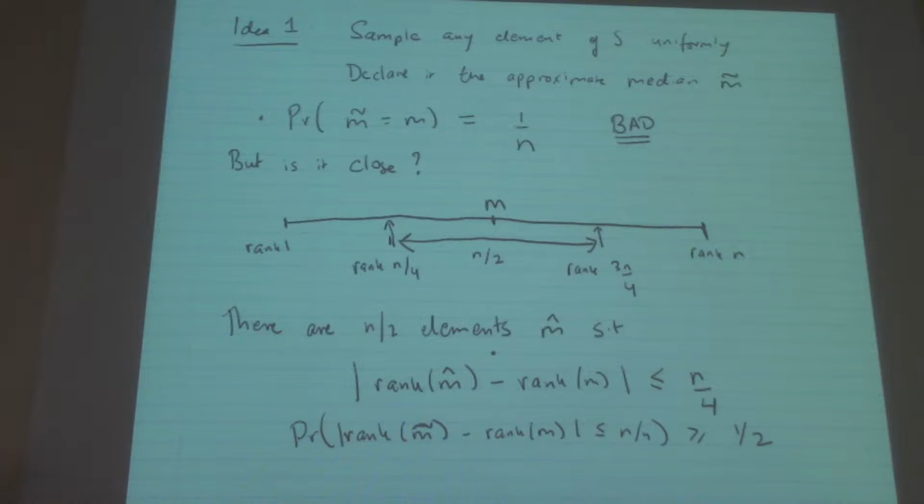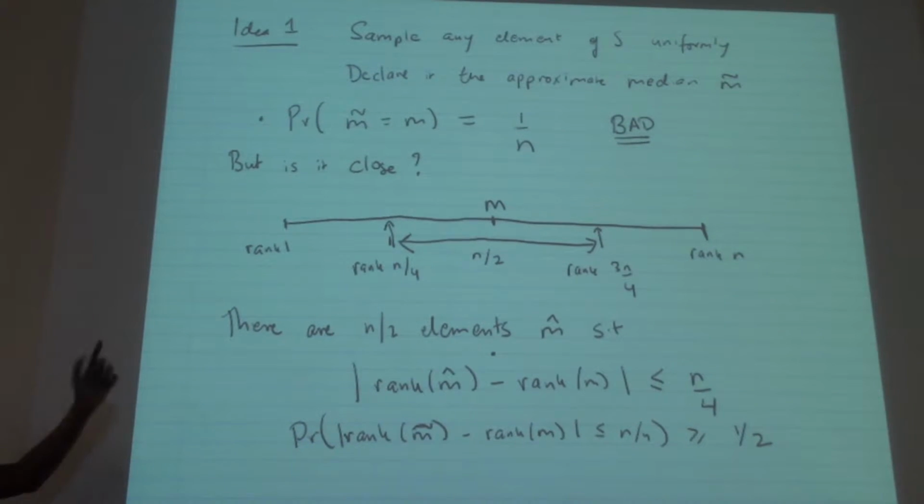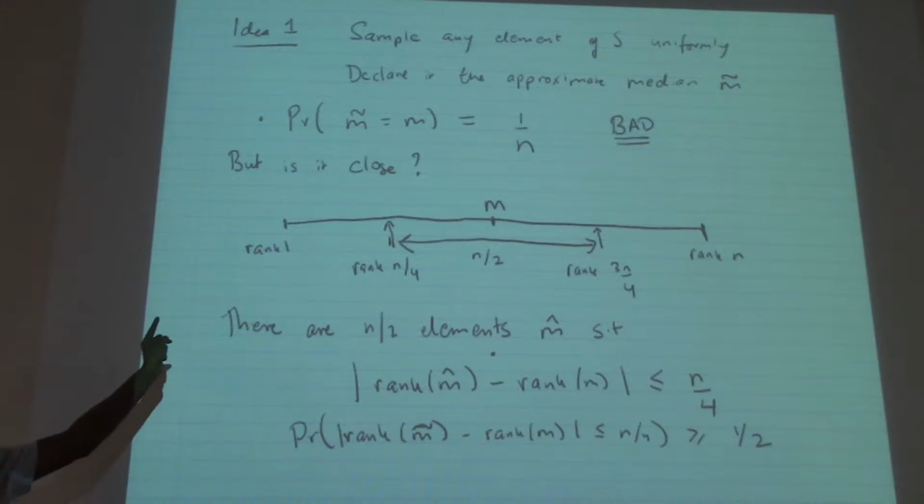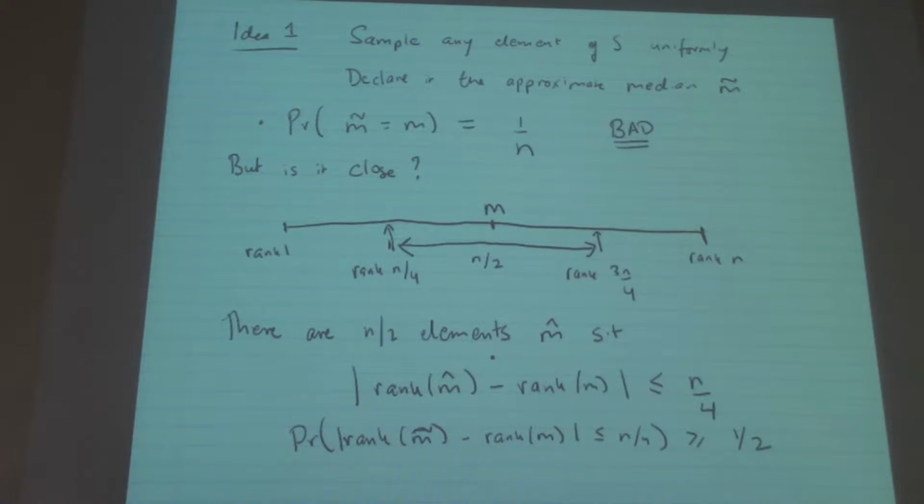But here's the thing, is it close? Can you say that this answer, even though it's horrible, is not too far away from the right answer, under a notion of far? And now let's think more carefully. So think of your input. Now this is where we're going to start reasoning about the optimal solution, right? If you imagine your input in sorted order, the median would be in the middle. We don't have it, but we can imagine it. So let's imagine the input in sorted order.